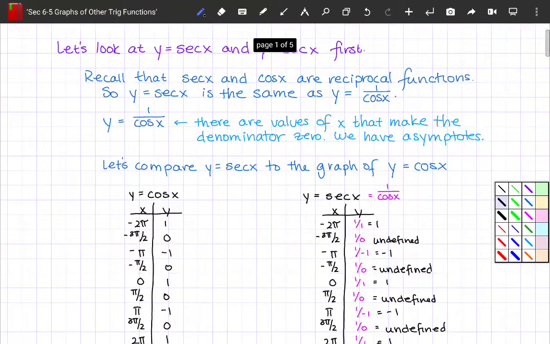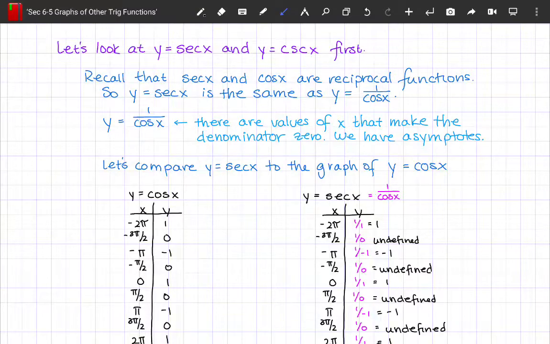So let's remind ourselves about how they're related to sine and cosine. So remember that secant and cosine are reciprocal functions. And then likewise, the same thing's going to happen with cosine and sine and cosecant. So if secant and cosine are reciprocals, then we can rewrite y equals secant x as y equals 1 over cosine. And we're going to look at this ratio right here to help us with a graph of secant. Now, because there are going to be values of x that make the denominator equal 0, we're going to have some vertical asymptotes. So let's look at these two graphs together.